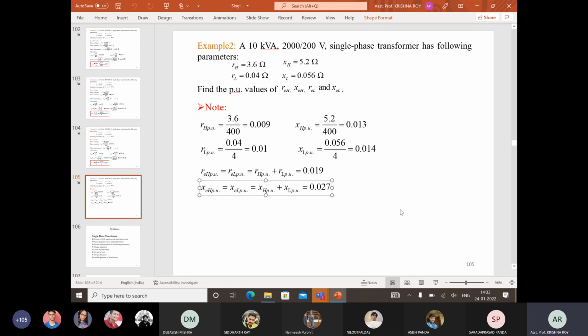Got my point, everyone? Yes, sir. You don't have to, in every case, REH per unit and REL per unit are equal. It will be equal always. That is the benefit of using the per unit system.